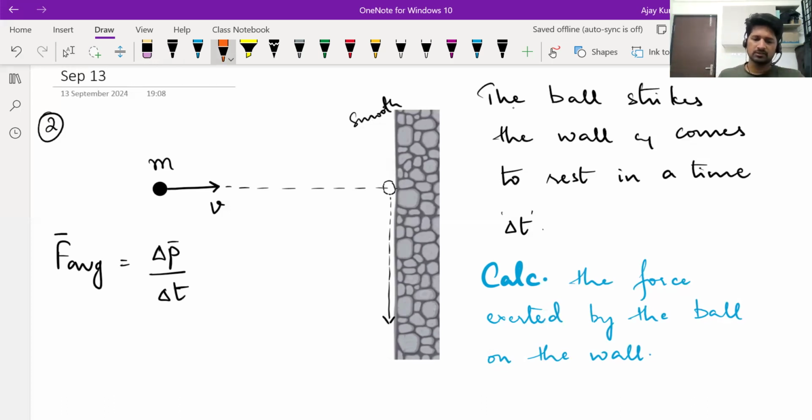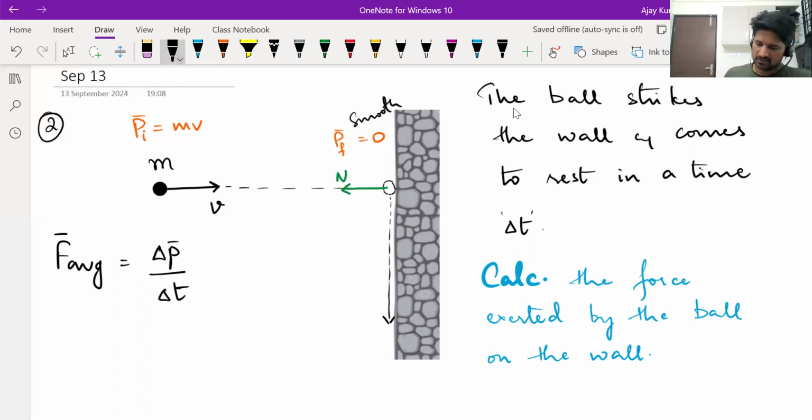Okay. Now what is happening to the ball? The ball undergoes a momentum change. Initial momentum of the ball is mv. After colliding with the wall, the final momentum of the ball is 0. We are not applying momentum conservation here. But when momentum of an object changes, there must have been a force acting on it. Force is responsible for change in momentum. So whatever force the wall is exerting on the ball, by nature it will be a normal force. That normal force only would have caused this change in momentum, right?